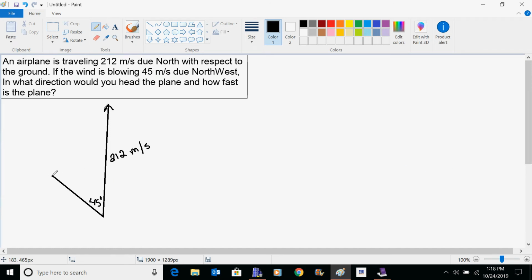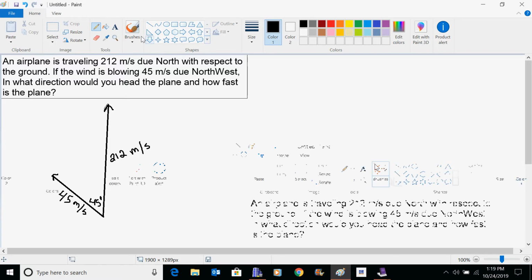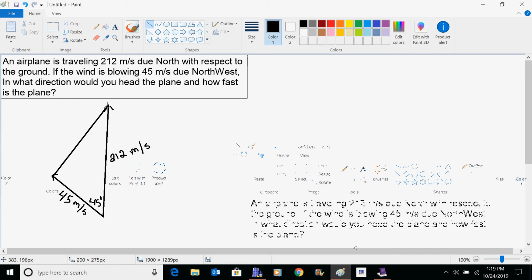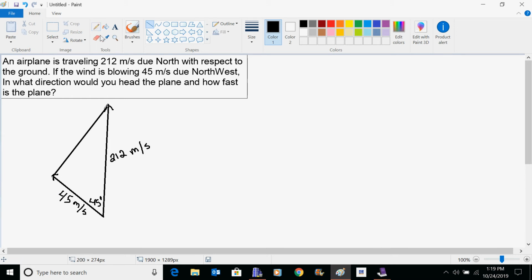Okay, this is our vector here, so this is 45 meters per second going along with the 45 degrees. And so the plane's part is this missing part that takes us from what the wind, if it was just the wind and for some reason it was suspended in air, it would just be blowing 45 meters per second this way. But what has to happen is that the plane has to actually be facing this way in order to counteract what the wind is doing and to get a heading, which direction it's going.